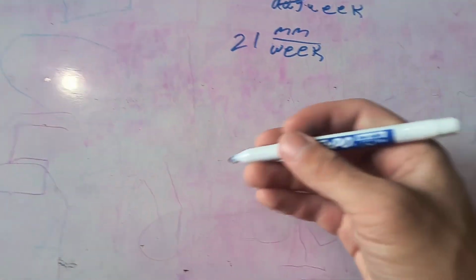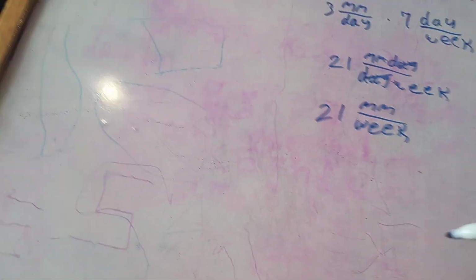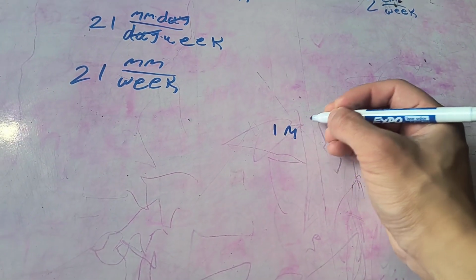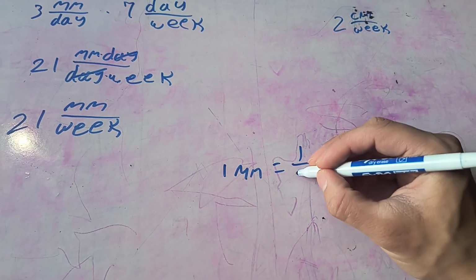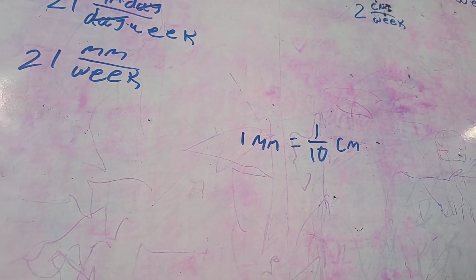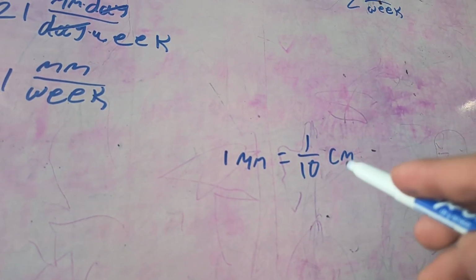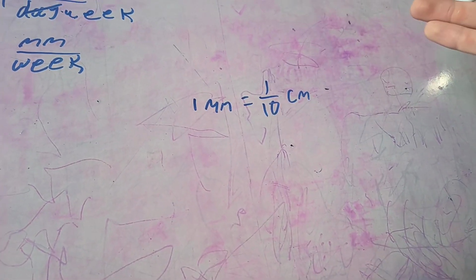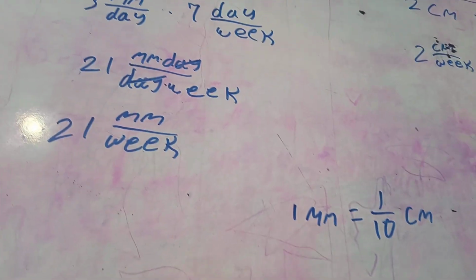It takes 10 millimeters to make 1 centimeter. Or you could say 1 millimeter is equal to 1/10 centimeters. So what we've got to do is multiply this by this centimeters equation, millimeters over centimeters. Well, no, just centimeters.